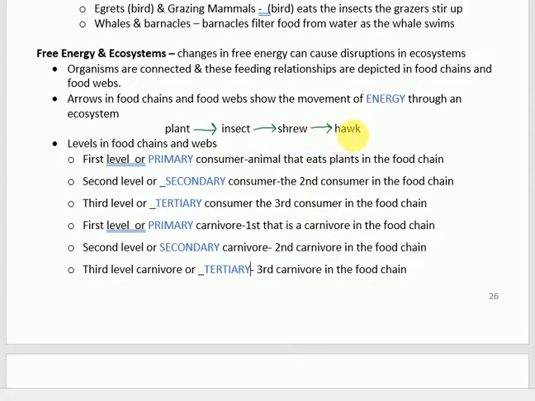Then we come to carnivores. Well, first of all, carnivore, we know they eat other animals. So is it a plant? No. Is it an insect? No, because they only eat plants. So our first primary carnivore is the shrew. Our secondary would be the hawk. And in this case, we do not have or do not show a tertiary carnivore.